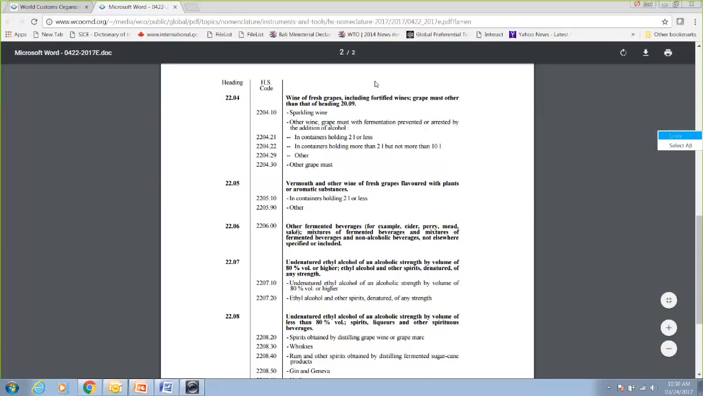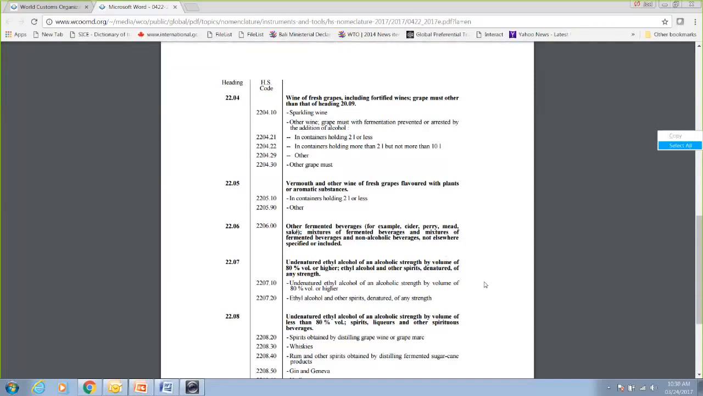But if it is a drink which happens to have both milk and alcohol, let's say something like Bailey's, which has both milk and alcohol, then that would be classified under the same chapter 22, in which you have your products of alcohol, beverages, spirits, and vinegar. Okay.